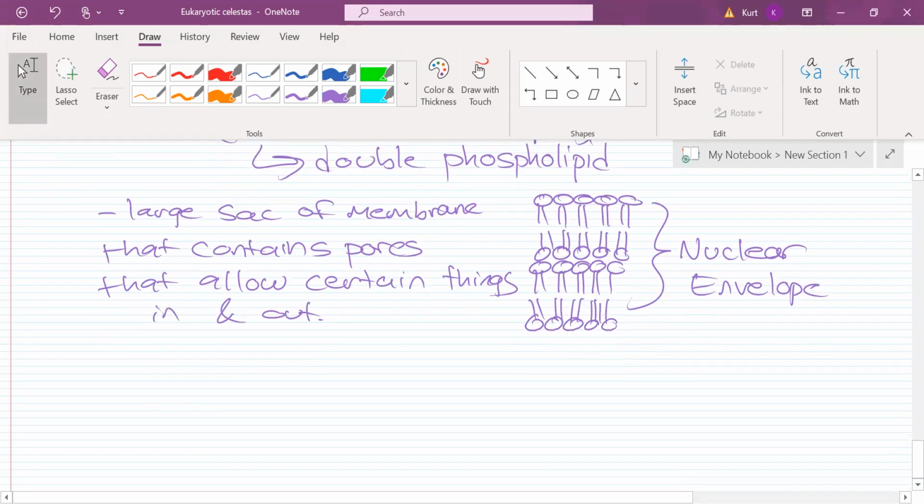What does the nucleus store? It protects and stores DNA. Okay, next time we will talk about the power organelles.